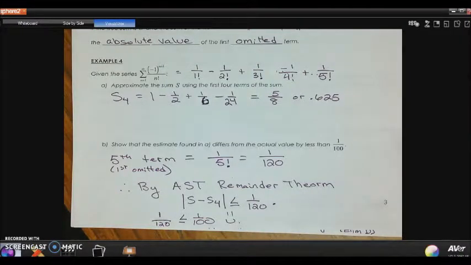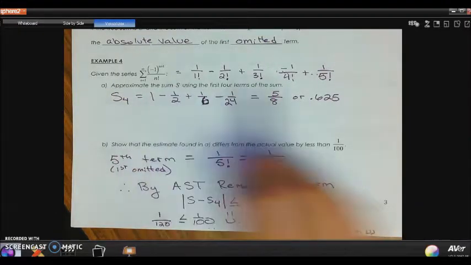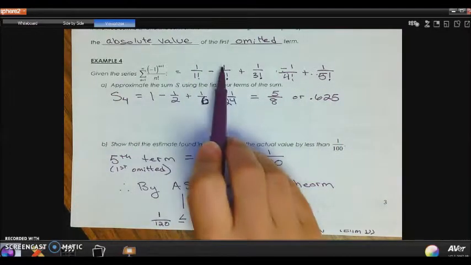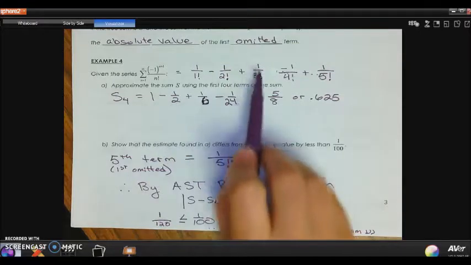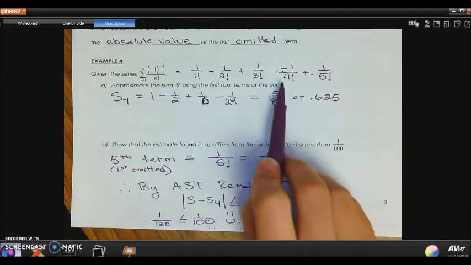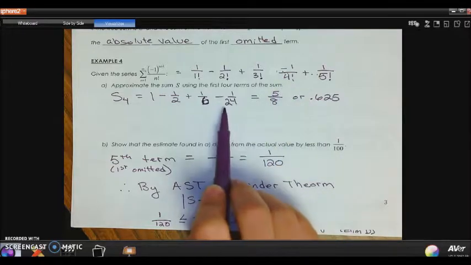It says approximate the sum S using the first 4 terms of the sum. So if we're approximating the sum, then all I had to do is extrapolate it out. And then 1 factorial is 1, so I get 1. And then 2 factorial is 2. 3 factorial is 6. And 4 factorial, so 4 times 3 is 12, times 2 is 24.